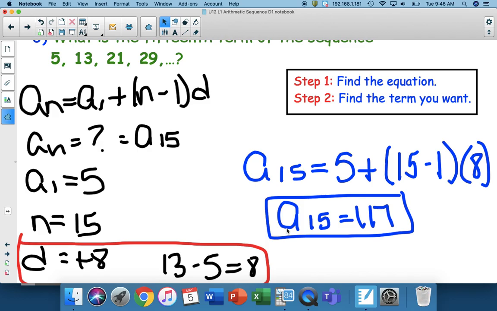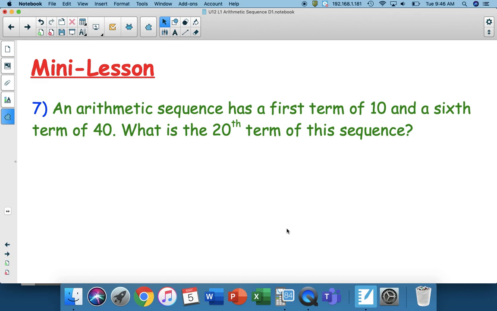A few more questions until I give you guys your group work. All right, so let's go to the next question. This question is a little complicated, not too much. We do have to use something from our past in order to help us out here.